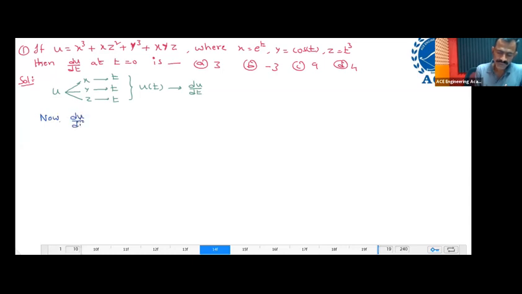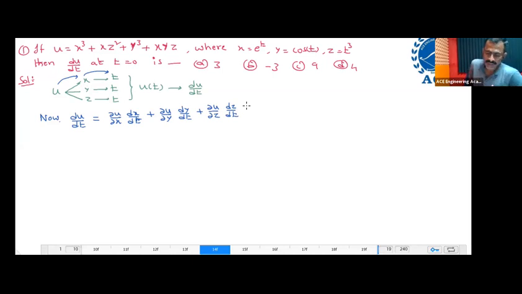Now du by dt equals u to x, x to t. U is a function of x, y, z, which is partial, and x to t, y to t, z to t is ordinary only. So dou u by dou x into dx by dt, plus dou u by dou y into dy by dt, plus dou u by dou z into dz by dt. Right? This is the formula for the given function. From this diagram, we can write the formula like this.